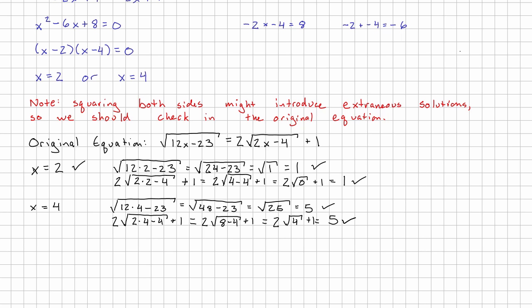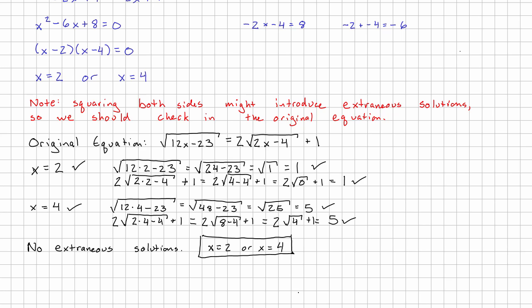Again, those are the same. x equals 4 is also a legitimate solution there. So in this case, there were no extraneous solutions. We have both x equals 2 and x equals 4 as solutions to our original equation.